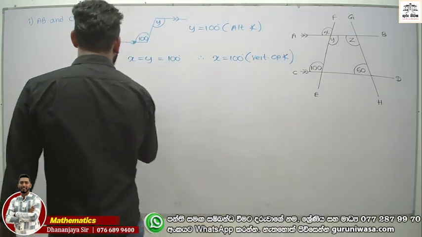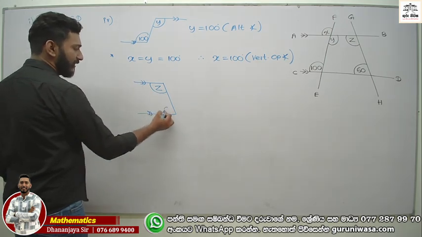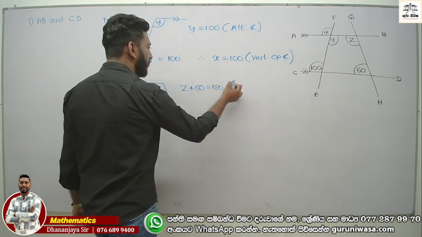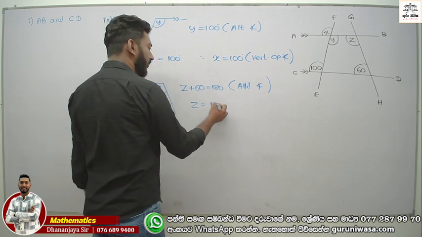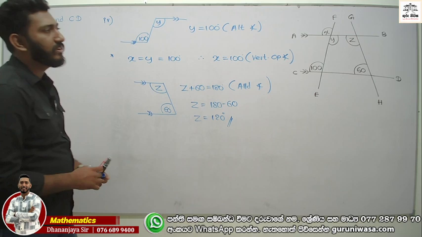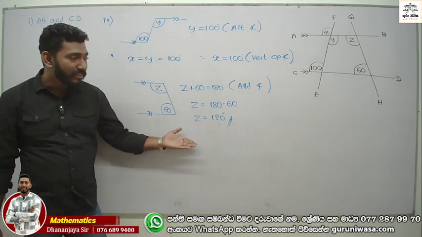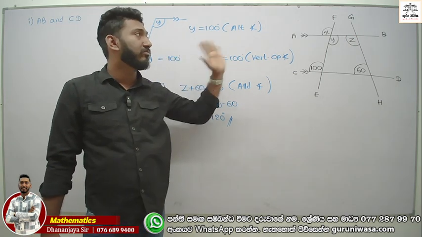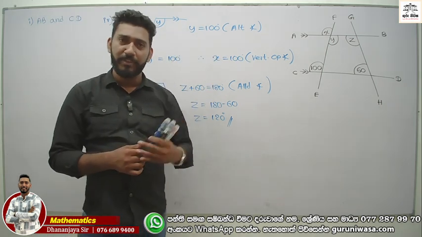Now we have to find the answer for C. Look at this. Symbol C. This is Z and parallel lines, and this is 60. Now you know Z plus 60 should be 180 because they are allied angles. Now Z is equal to 180 minus 60, so Z is 120 degrees. This is a very specific question in our second term paper also. Find the missing angles using the knowledge about angles related to parallel lines and straight lines, right?